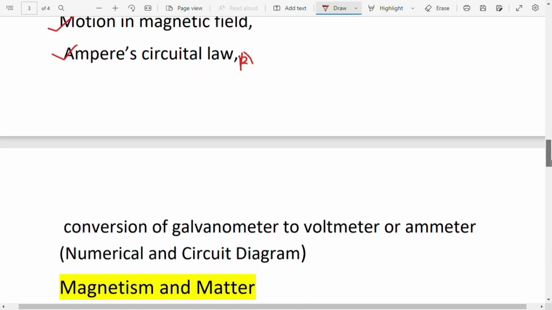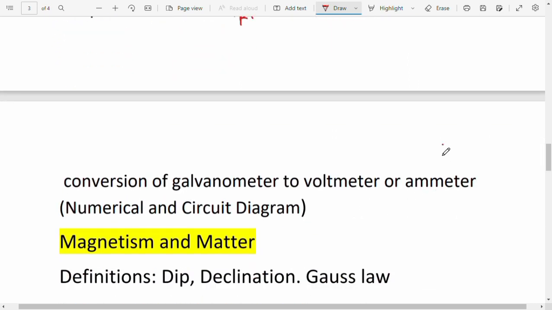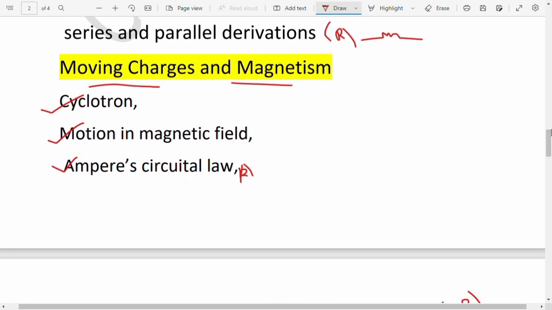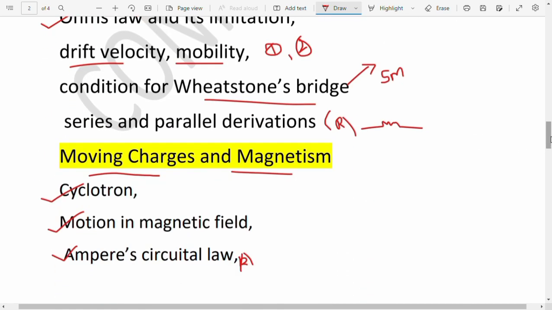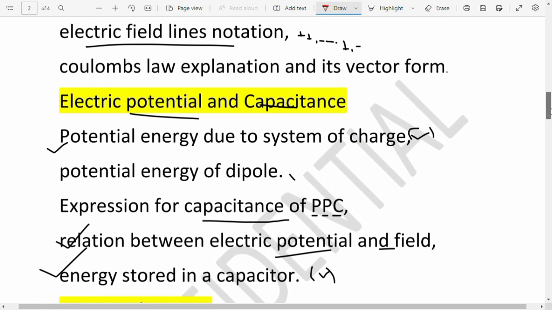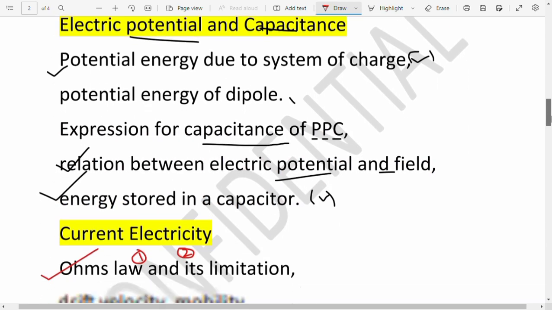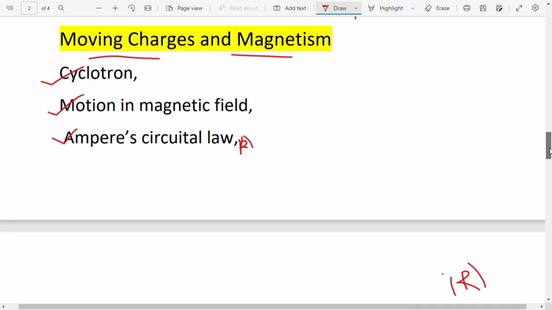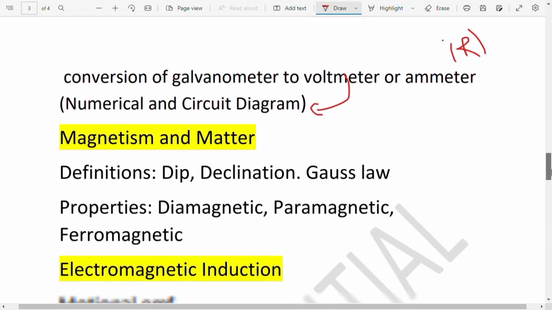These two they repeated: conversion of galvanometer to voltmeter or ammeter, and sometimes they even ask numericals based on this. If they do not ask the derivation, they'll ask a numerical based on this. All are important, but I'm stressing these two are repeated. Whatever I'm giving is very important. It took a very hard time to type all this and make a video. So please go through all the questions I am giving, so that you can score 90 plus.